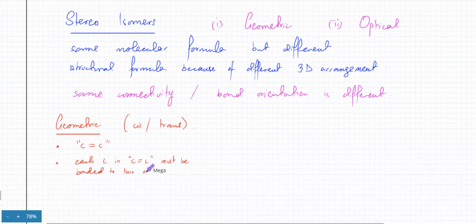It must be bonded to two different groups. Now there are a few things that you have to know about double bonds. I've told you previously as well that when there's a double bond, there's a pi bond. Carbon is making three bonds, so three electrons kind of get stretched in different directions.